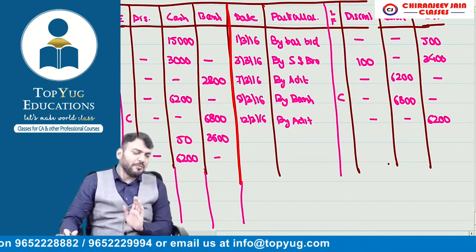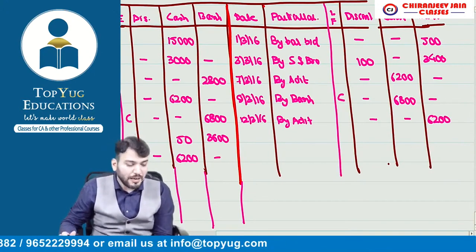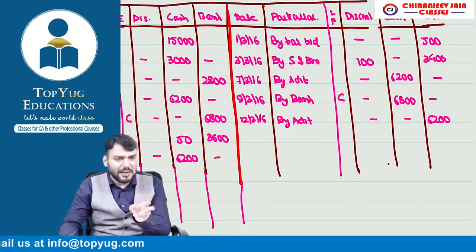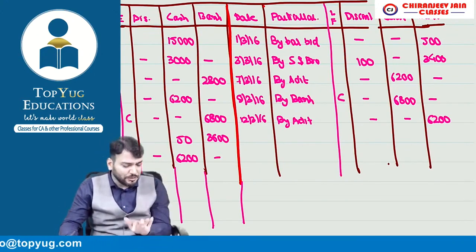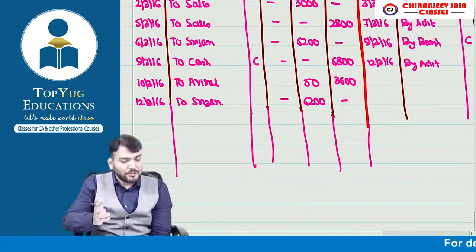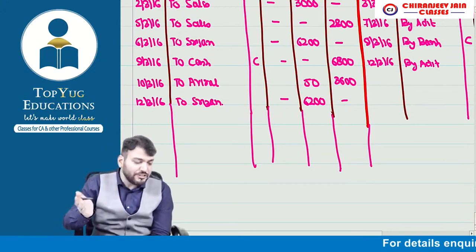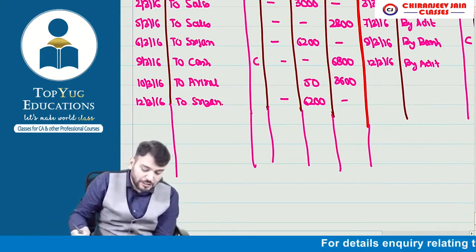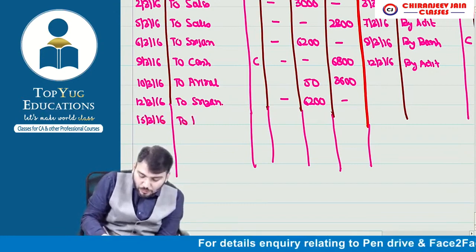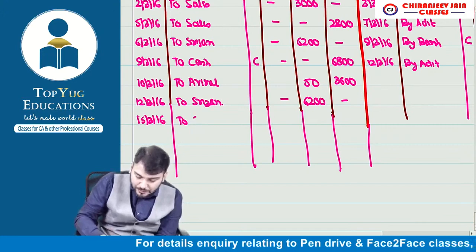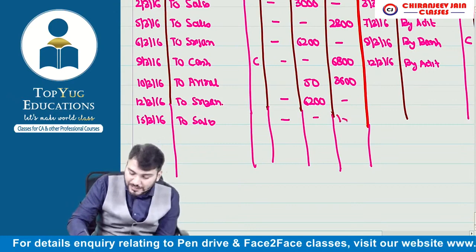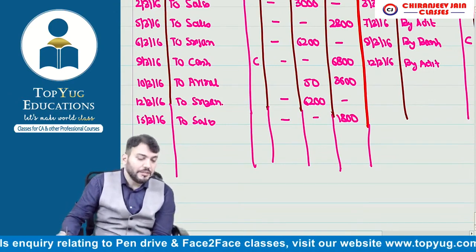Have you understood this point? Of course you have understood. Now sales through debit card. Credit card and debit card are the same thing; in a credit card there is some limit. I think you must be knowing about credit card and debit card. So sales through debit card is also a bank transaction only. On 15th March 2016, we write to sales, debit card only. This is also a bank transaction, 1800. This is also done.